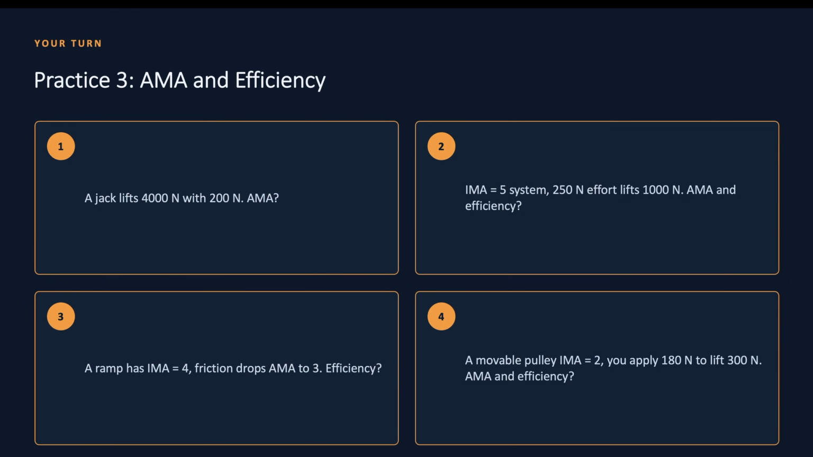Alright, so let's go through some problems together. A jack lifts 4,000 newtons with 200 newtons. What is the actual mechanical advantage? You know, this formula is again force out over force in, right? Because this should give us a value greater than 1. And the machine is exerting more force. So this is going to be larger than the force we put in. So 4,000 newtons divided by 200 newtons. This is 20. Over here, IMA is 5.